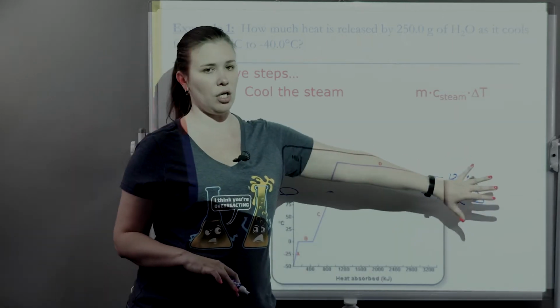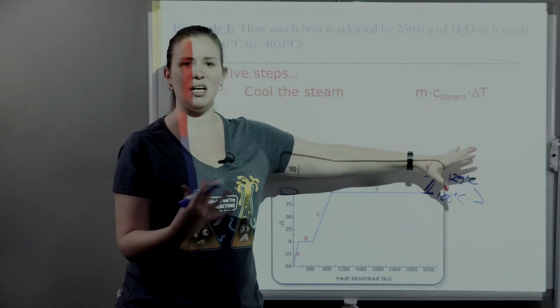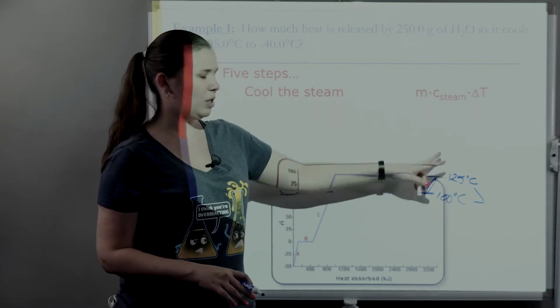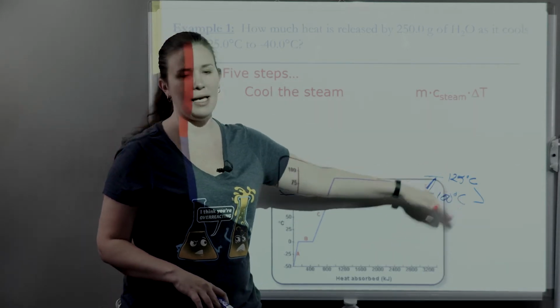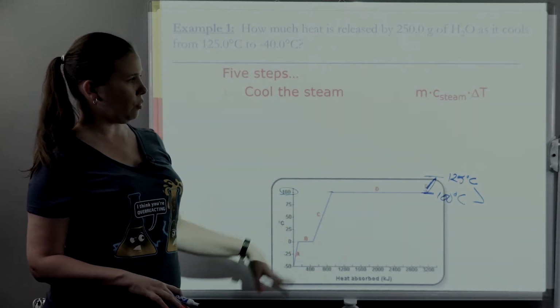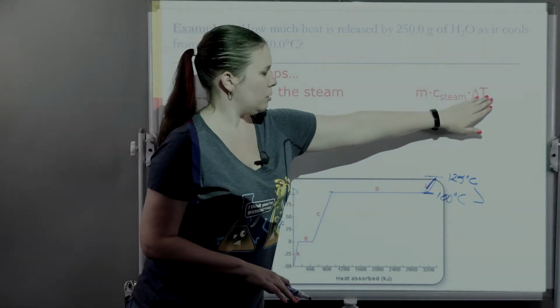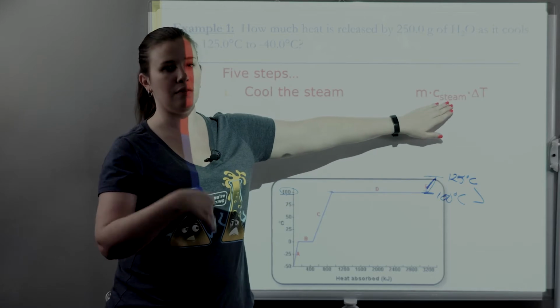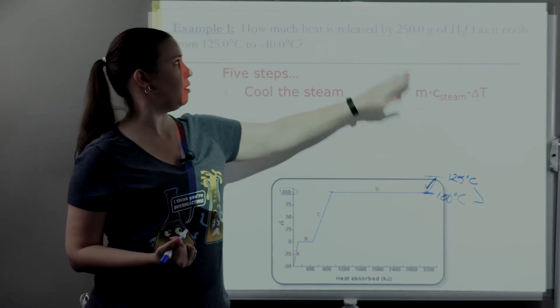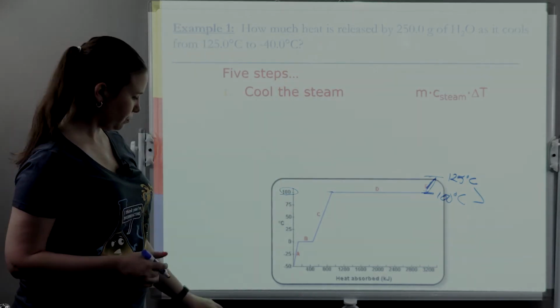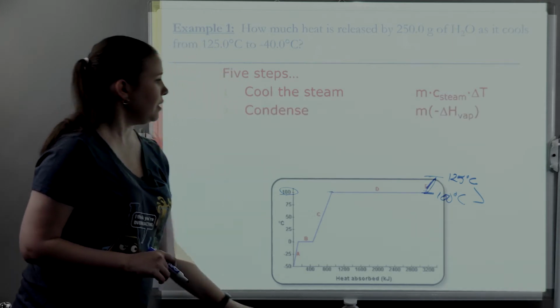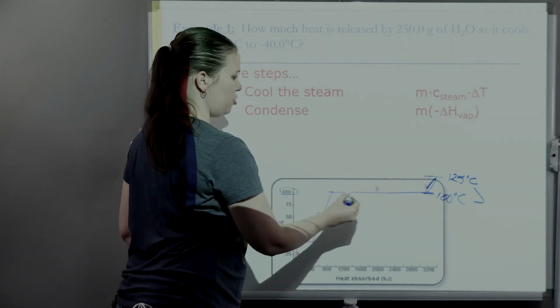And this is the most common mistake in the gas temperatures. People forget to take out the 100 degrees that we're going to look at when we look at the water. So this delta T is only the 25 degrees. We'll use the C of the steam instead of the liquid water, and the mass will be the same for all of them.